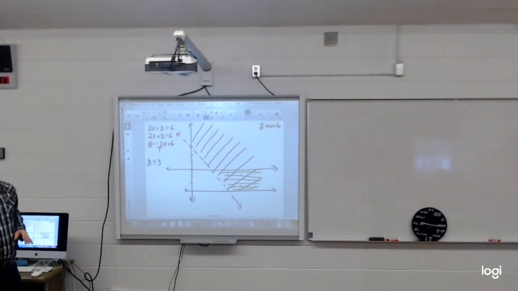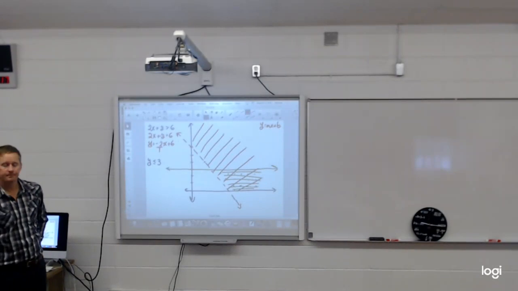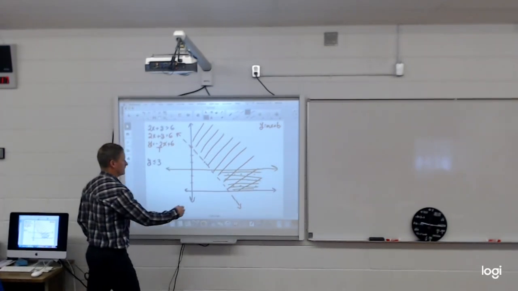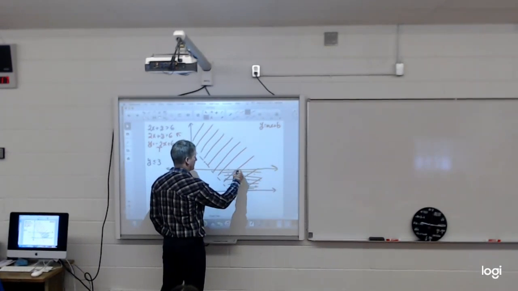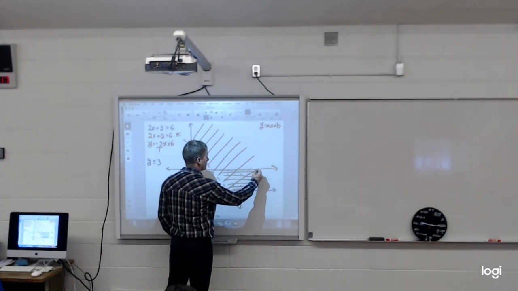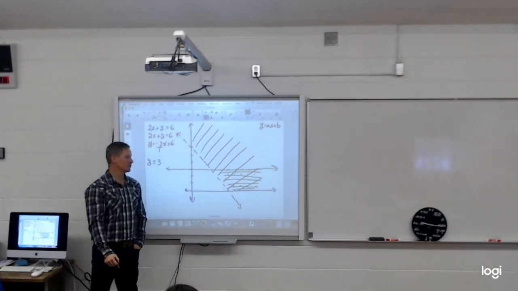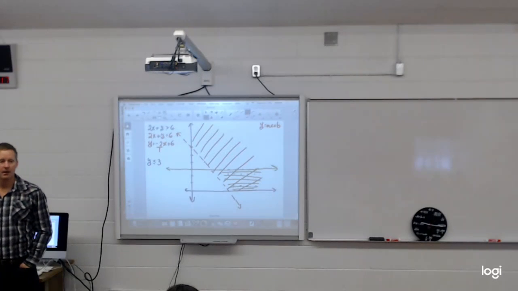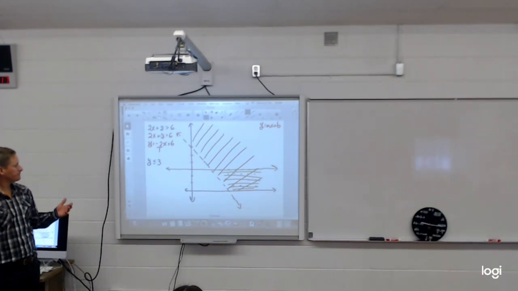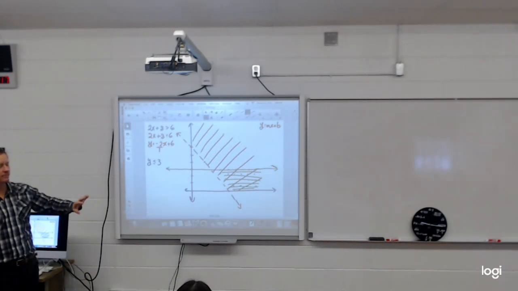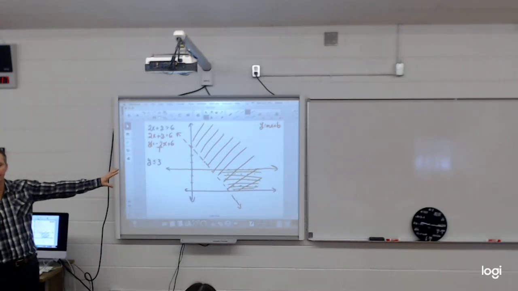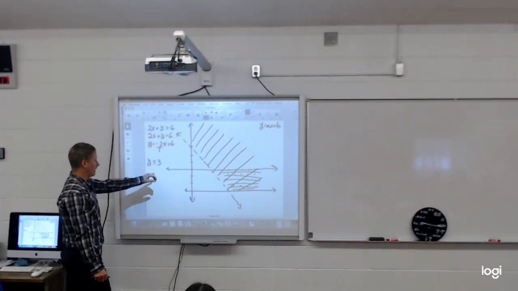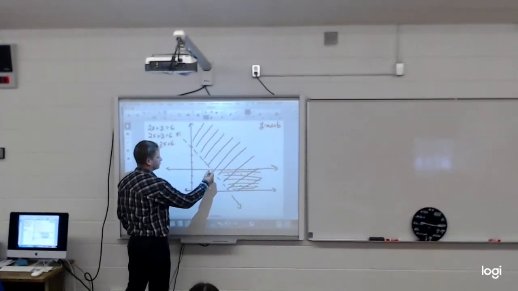So you have to put it on the green line too? Yeah, you can because it's equal to. That's right, Kosha. Put it right here as well. Those are all parts of this. Okay, so now that I have everything shaded, I'm done with this here.